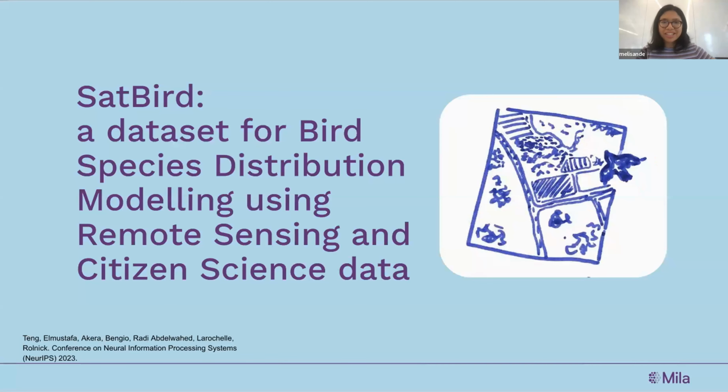So with all this introduction and why I'm interested in this problem of filling gaps in biodiversity data, I'm going to talk about one project that we did to try and start to tackle this problem. I'm going to present SatBird, which is a data set for bird species distribution modeling using remote sensing and citizen science data. This was presented at NeurIPS in the Dataset and Benchmarks track in 2023, last year.